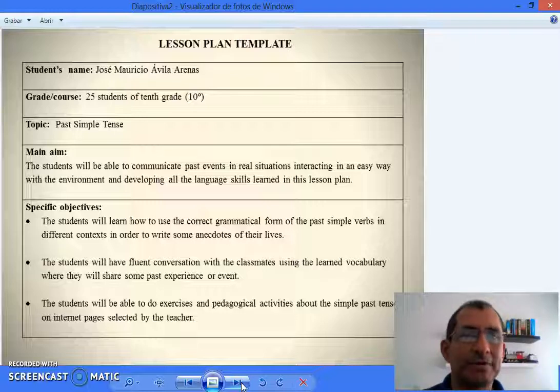Specific objectives. Okay, the students will learn how to use the correct grammatical form of the past simple verbs in different contexts in order to write some anecdotes of their lives. Another specific objective is the students will have fluent conversation with the classmates using the learned vocabulary where they will share some past experience or events. Another specific objective is the students will be able to do exercises and pedagogical activities about the simple past tense on internet pages selected by the teacher.